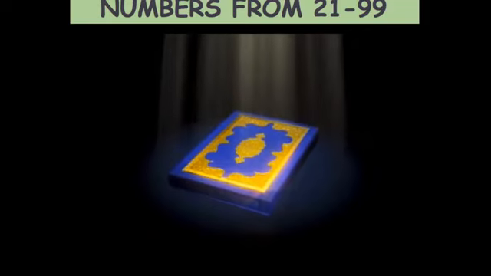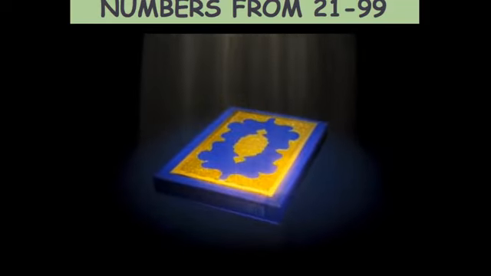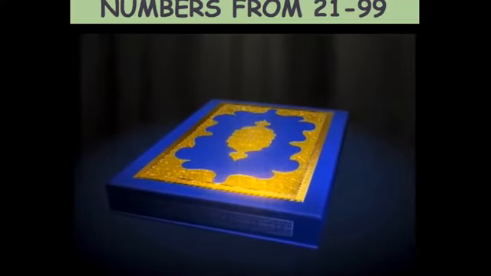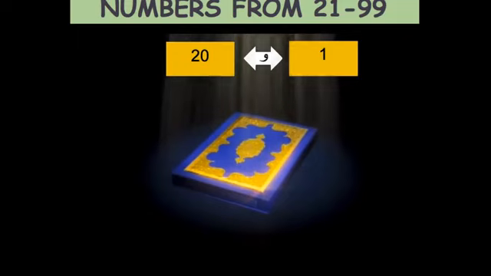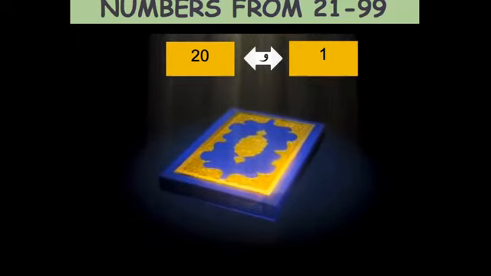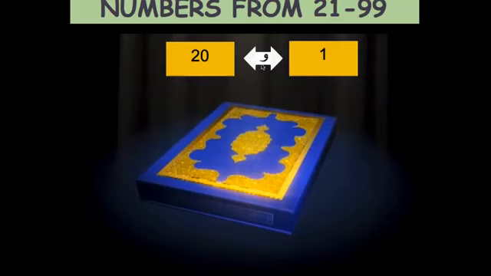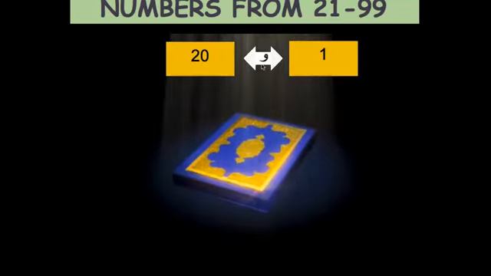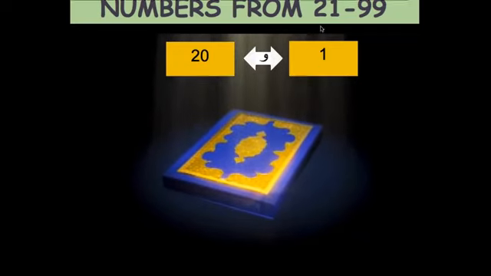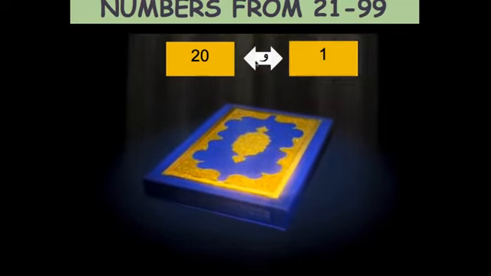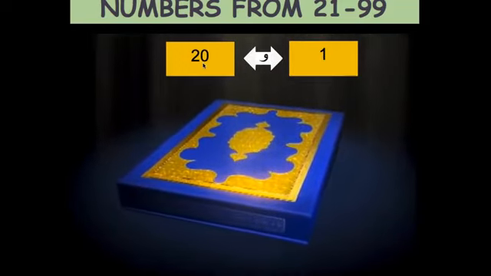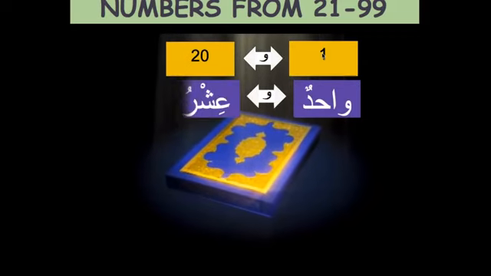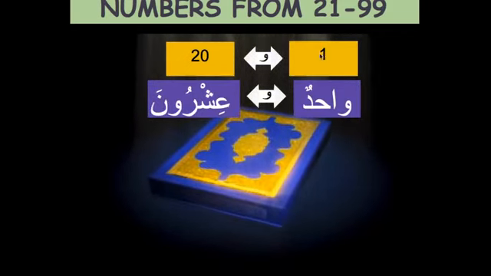Unlike 11, where everything is together, ihda ashara, ithna ashara, thalathata ashara, here we have 2 parts and there is a wow in between. This wow is not the 'like' wow, it is the letter wow which comes to separate the 2 numbers. So 21: we mention 1 first, then wow, and then number 20. From 21 all the numbers will have wow. For example, wahidun wa ishrun.